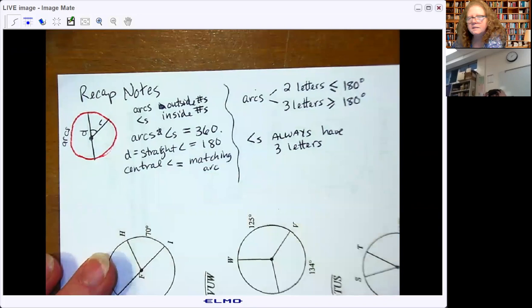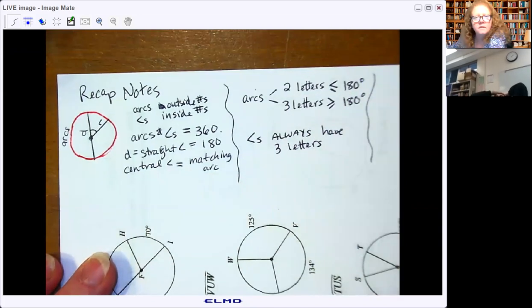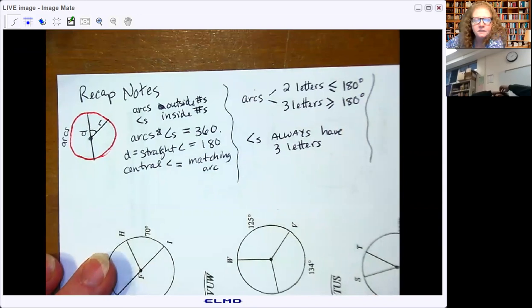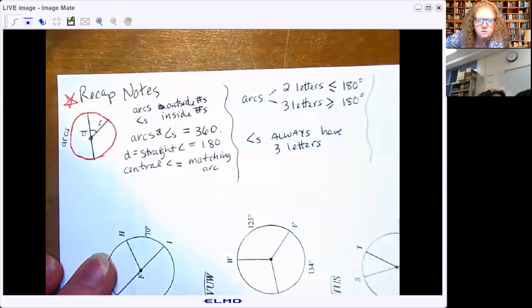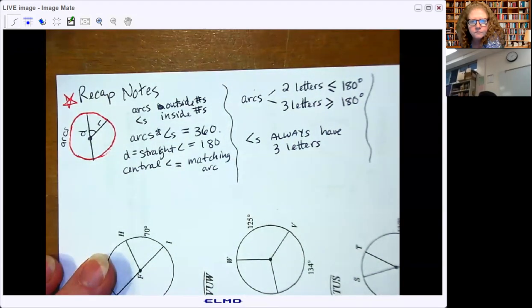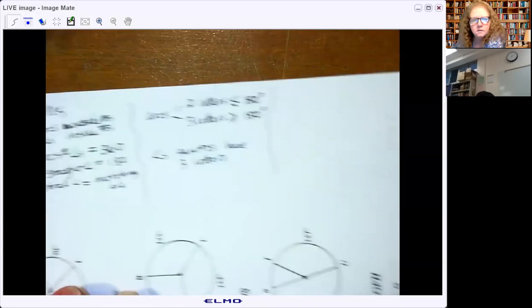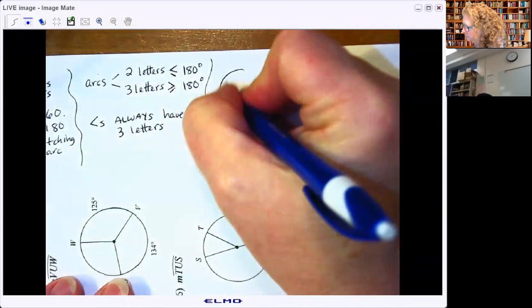Okay, so let's look at an example before we start. Anybody still writing? Take a picture of it. This is huge. Okay, these are recap. So here's a problem. Here's a circle.